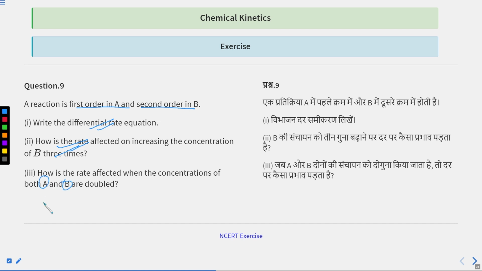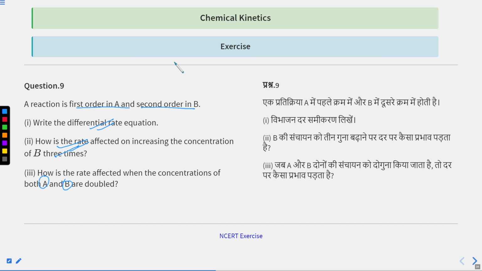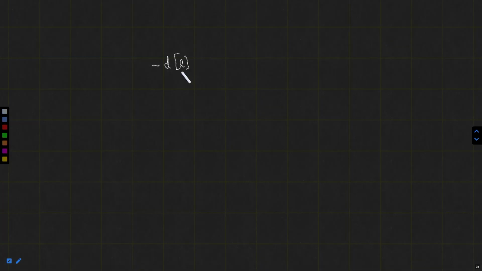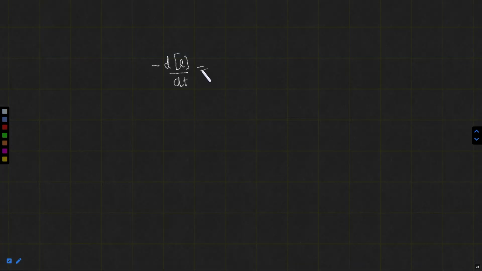Let us solve this question. First of all, what is the differential rate of reaction? Does anyone remember how we write it? Okay, it is written in this way. Change in concentration, it is first order in terms of A. Suppose I am representing the reactant with R, minus dR by dt. This is our differential form.